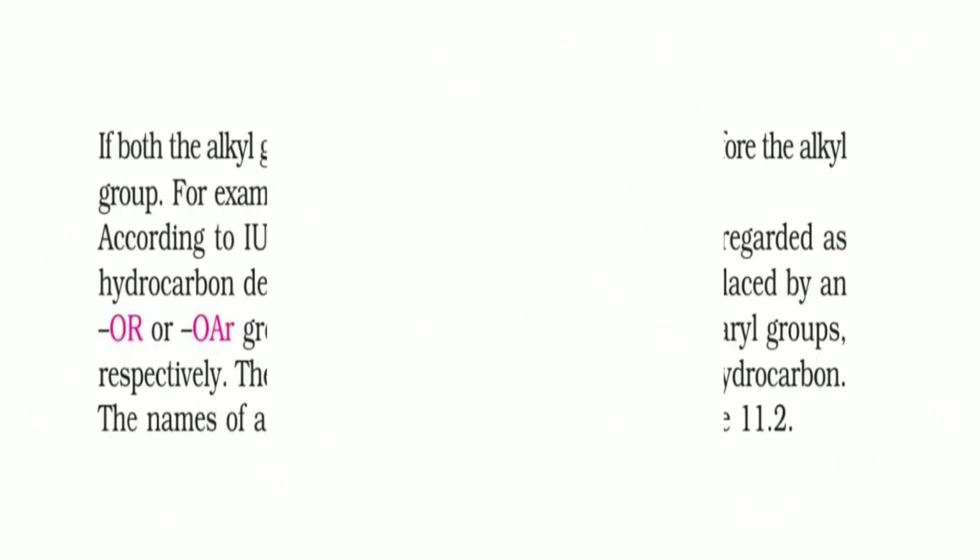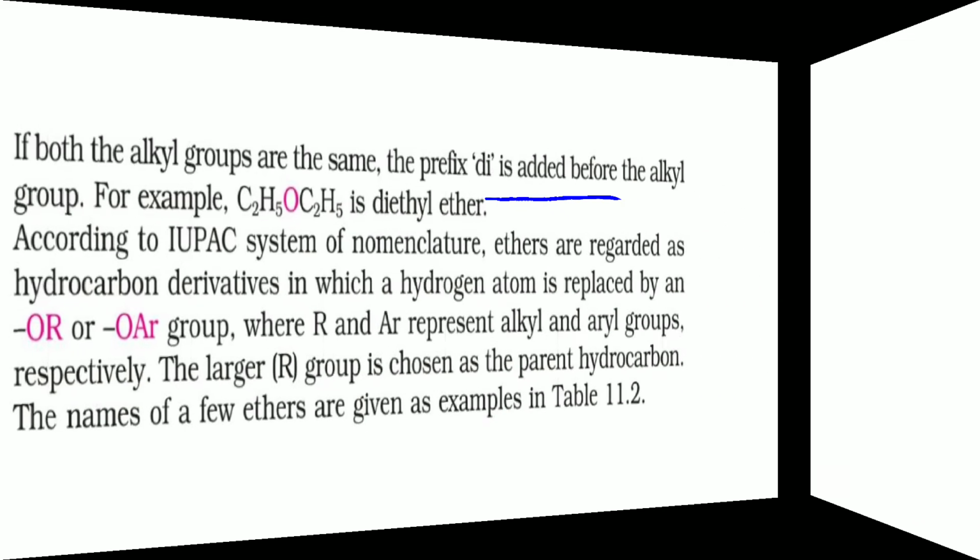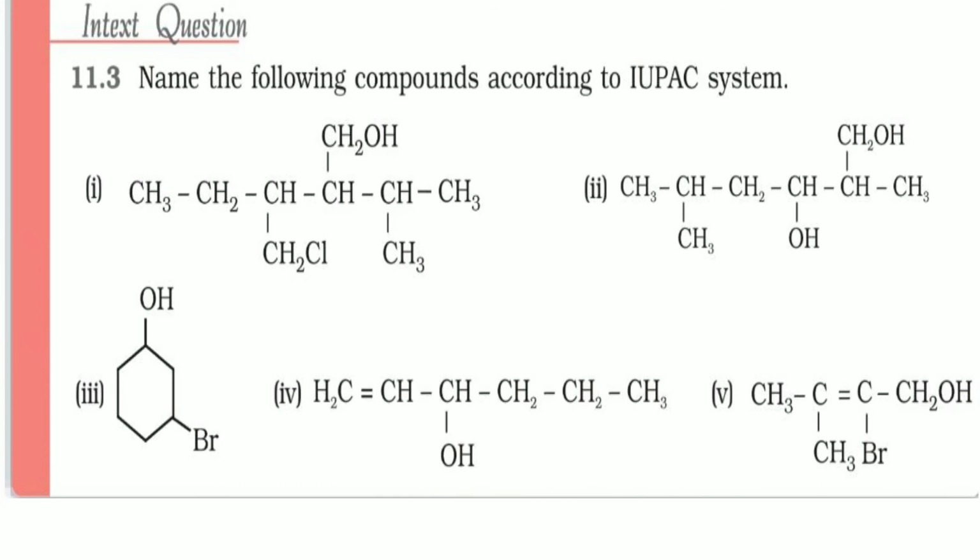So this is all about the nomenclature of ether. If both alkyl groups are the same, the prefix di is added. According to IUPAC nomenclature, ethers are regarded as hydrocarbon derivatives in which a hydrogen atom is replaced by an OR or AR group. Already we have seen this in the previous video. So these were the examples which I have already given to you. Now come to the in-text questions.